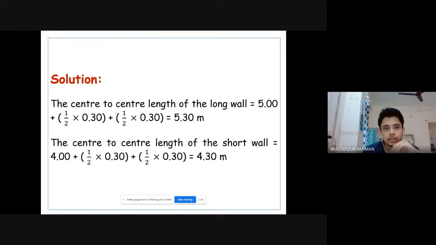So firstly, the center to center length of the wall will be how much? We are not at the foundation, we are at the wall level on the superstructure, from the center of the wall on one side to the other side. 5 meter is the inside dimension. Now we want to go to the center, and 0.3 meter or 30 centimeter is the wall thickness. Therefore we add half for one side and another half for the other side, and we get 5.3 meter.